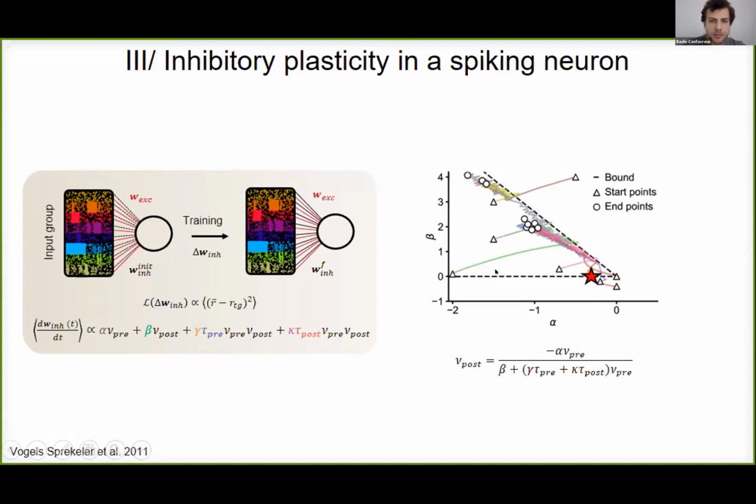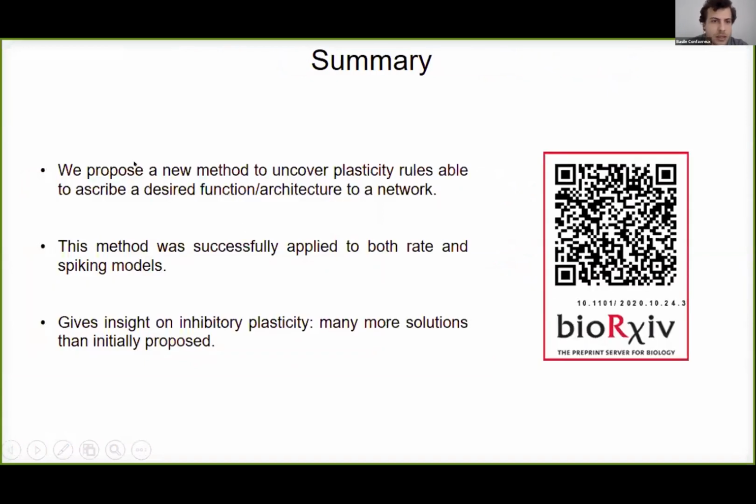So to summarize, we've built a pipeline to learn biologically plausible plasticity rules with black box optimization. And we've shown a proof of principle that both in rate and spiking models, this method is at least relevant and promising. And also, this finding is challenging the current literature on inhibitory plasticity. Of course, our goal is now to apply our method to real-world problems with actual spiking networks in the inner loop and real experimental data in the loss function.